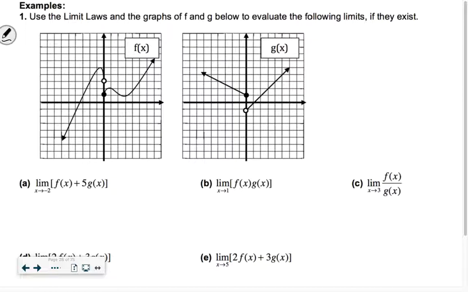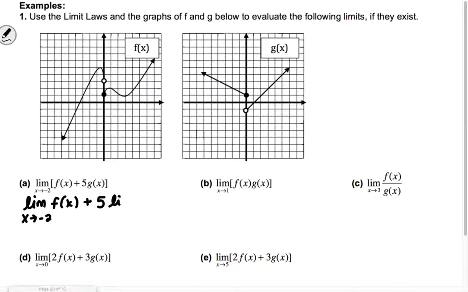So they would say things like, what's the limit as x goes to -2 of f of x plus 5 g of x? So what we're doing is we're using our limit laws and we're breaking it apart into the limit as x goes to -2 of f of x added to, we can pull that 5 out, and then we do the limit as x goes to -2 of g of x. And then we find each of these things.